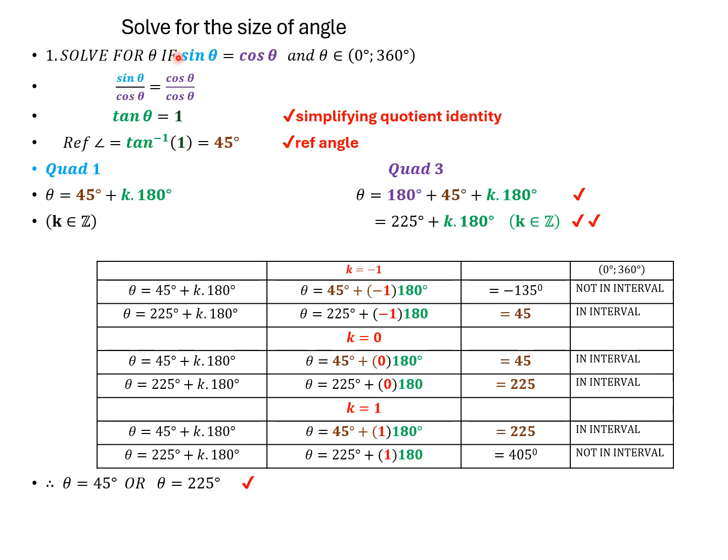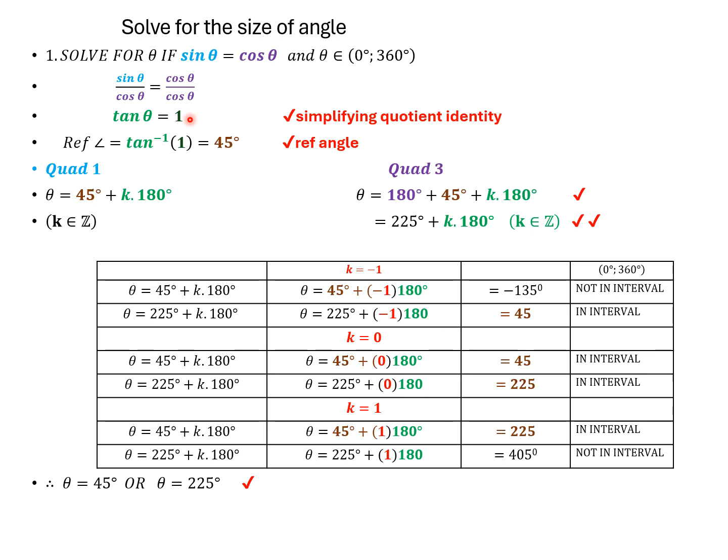Say solve for theta if sine theta equals cos theta and theta is an element of 0 degrees to 360 degrees. So first things first, we have to have a single trig ratio, meaning we can have either sine, cos, or tan, but not both of them at the same time. So I'm going to divide both sides by cos. So sine theta divided by cos theta, cos theta divided by cos theta. Sine theta divided by cos theta gives me tan theta, and cos theta divided by cos theta gives me 1.